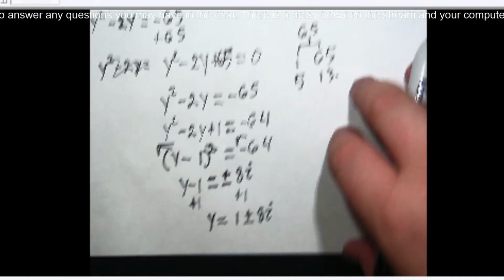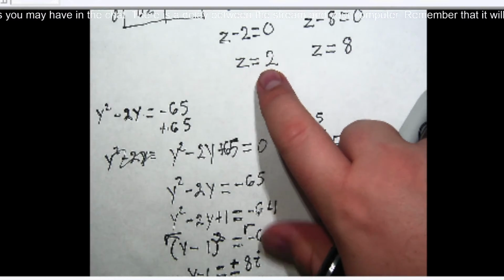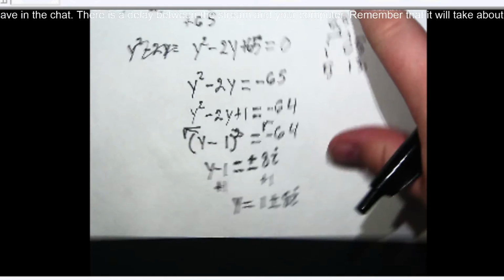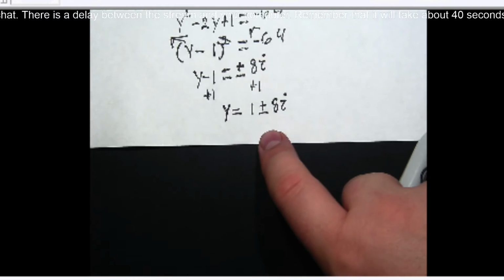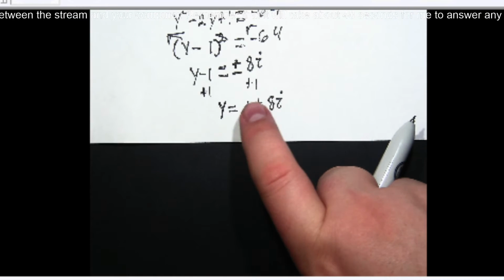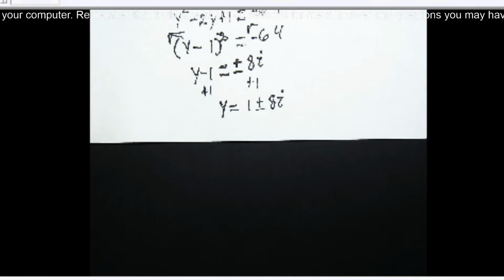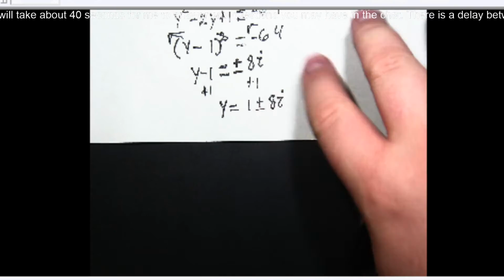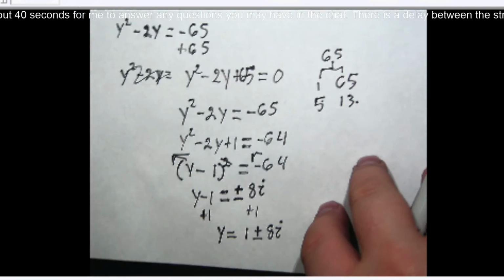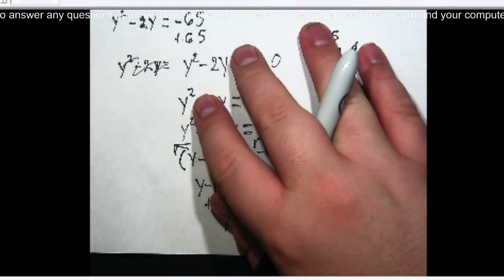Like I said before, we're usually looking for two answers, right? Like this one had z equals 2 or z equals 8. This one also has two answers. Our two answers are 1 plus 8i or 1 minus 8i. Does that make sense? Okay. Any questions on this one? No? Okay.